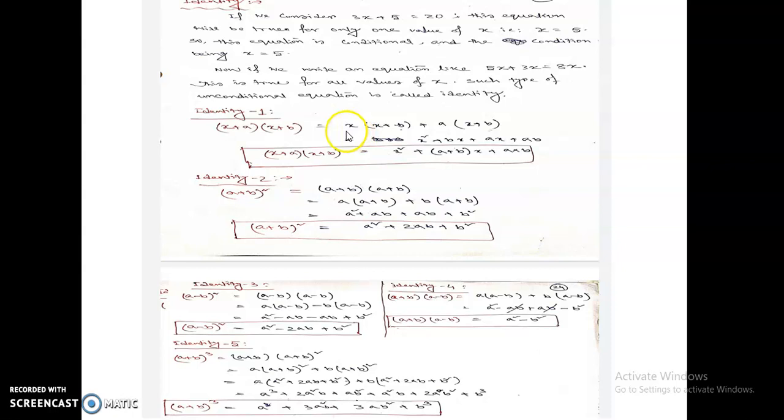If you multiply x into (x plus b), you will get x square plus bx. If you multiply a into (x plus b), you will get ax plus ab. If you add these two up, you will get x square, the first term, plus ax plus bx. From ax plus bx I can take x common, so it will be (b plus a) into x, or (a plus b) into x, plus a into b. So (x plus a) into (x plus b) will give us the result x square plus (a plus b) into x plus a into b.